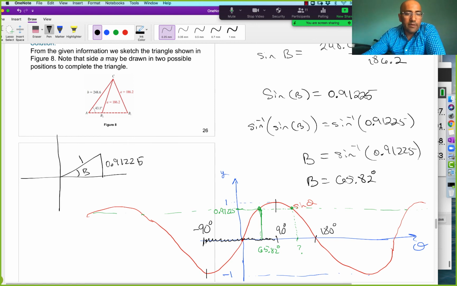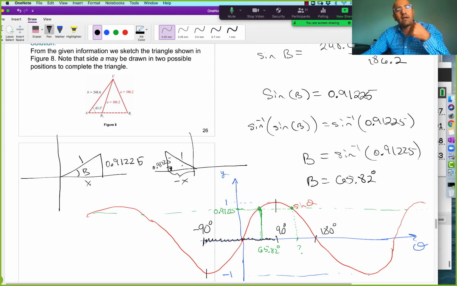And then the other place where it could happen is that maybe it's in quadrant 2. Maybe the triangle goes back this way, where this side is 0.91225 and the hypotenuse is 1, and then of course we'd have a negative x value there, and here we'd have a positive x. Here cosine would be positive, and here cosine would be negative. So if they gave me additional information and told me that not only is this true, but also cosine of this b is negative, oh okay, then I know we're in quadrant 2.